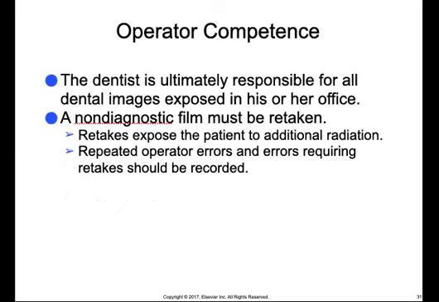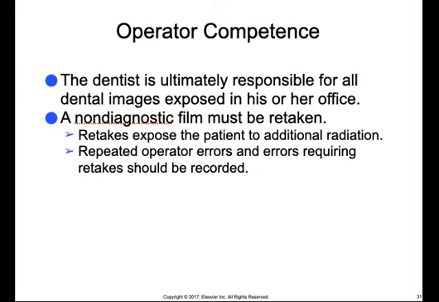The dentist is ultimately responsible for the diagnostic quality of all dental images exposed in his or her office, regardless of who actually exposes these images. Therefore, the dentist relies on the competence of the dental radiographer. Each dental radiographer must be competent in exposure, processing, and image retrieval techniques. If the operator produces a non-diagnostic image, the image must be retaken.